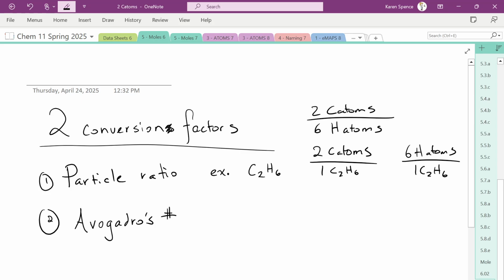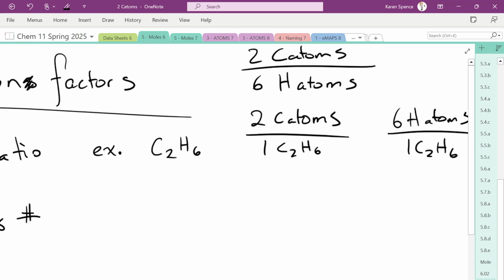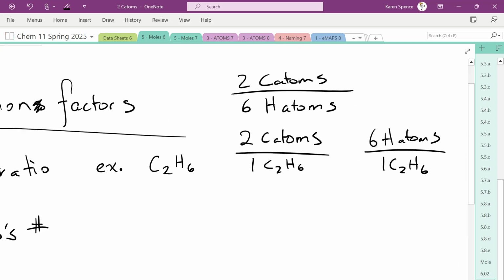How do you find a particle ratio? You have to write the correct formula and then count.